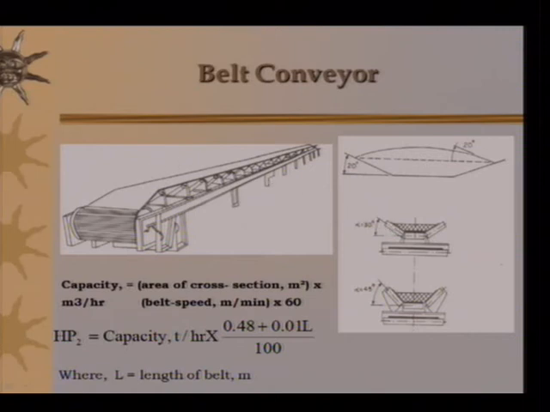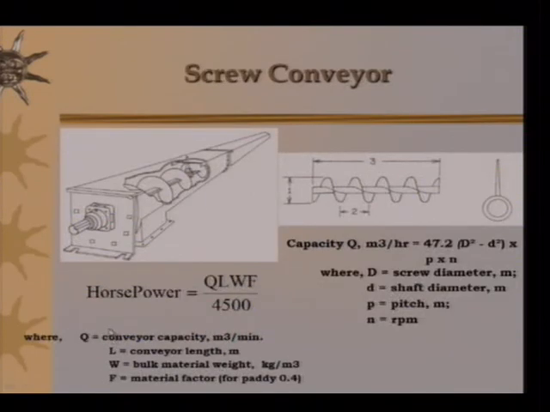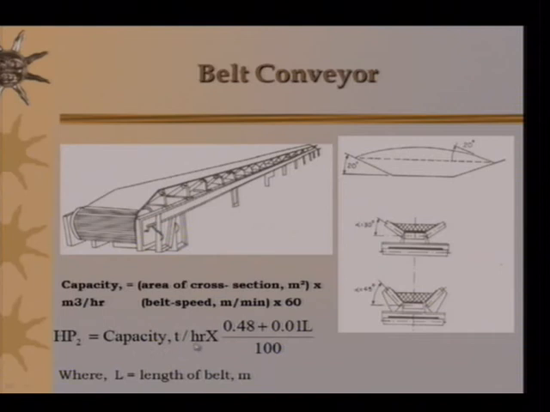The capacity of the belt conveyor can be calculated with the formula: area of cross section in meter square into belt speed in meters per minute into 60. This is the capacity in meter cube per hour. And then if you want to know the horsepower requirement, it is equal to the capacity as you have calculated earlier, multiplied by 0.48 plus 0.101 L divided by 100, where L is the length of the belt.